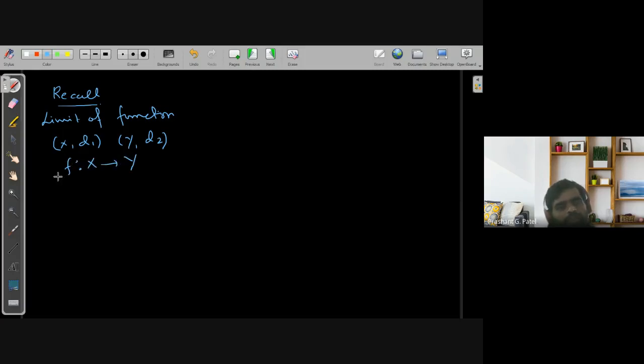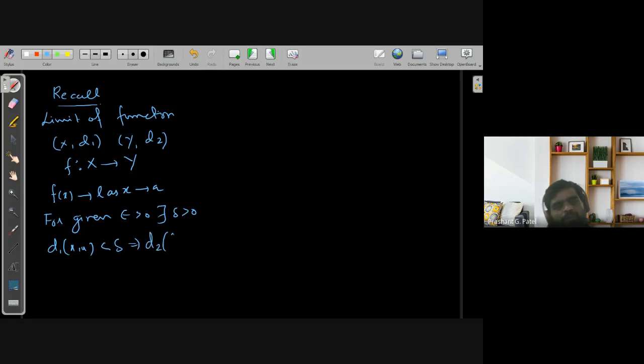If I want to say that this function f has a limit L as x tends to a, which can be denoted as f(x) tends to L as x tends to a, for that, given epsilon greater than 0, there exists a delta greater than 0 such that d1 of x comma a less than delta implies d2 of f(x) comma L less than epsilon. With the help of this definition, we discussed the properties of the limit of a function.